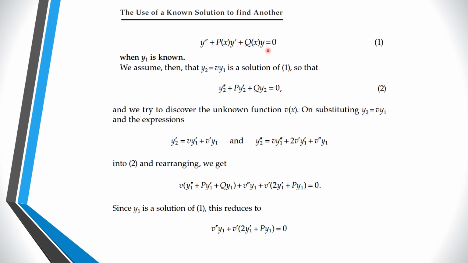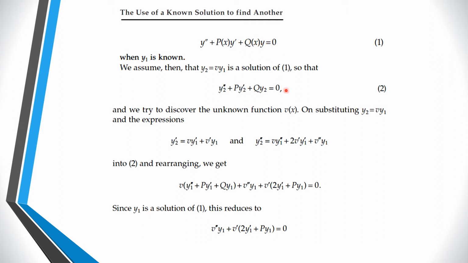We have to find another solution, which means we have to find y2 in such a way that y1 and y2 are both independent. So we will substitute y2 to be v times y1. Rather than putting a constant times y1, we will put some variable function v of x times y1. Then y2 and y1 are linearly independent. As we assume that y2 is a solution of equation 1, y2 satisfies equation 1. It means y2 double prime plus p(x) y2 prime plus q(x) y2 is 0.